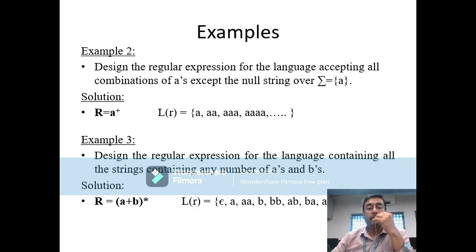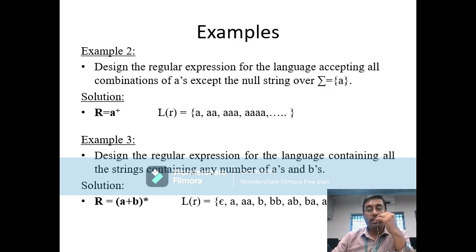Okay, next, example 3: design the regular expression for the language containing all the strings containing any number of a's and b's. So any number of a's and any number of b's, what will be the language? Starting it should have my null string. It can be a single a, a single b, AA, AB, or BB. So it can be any combination.